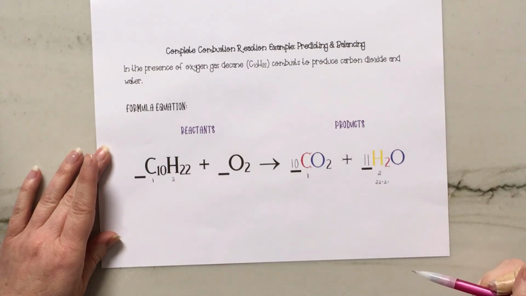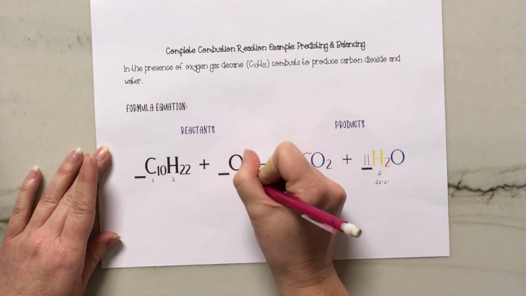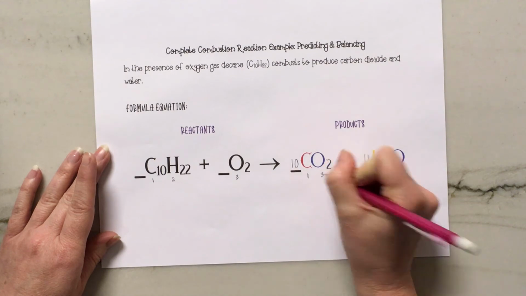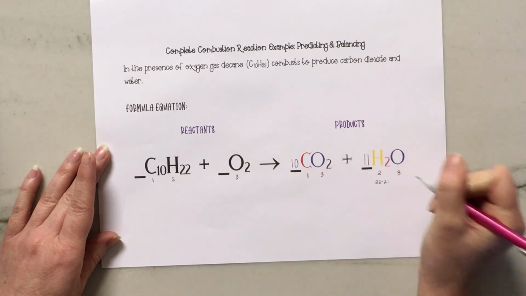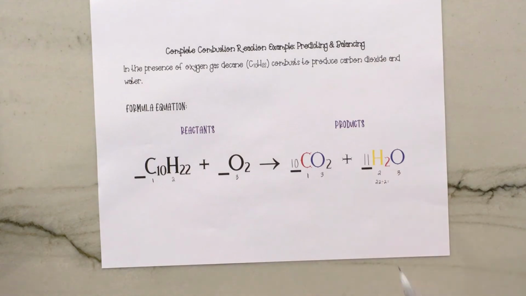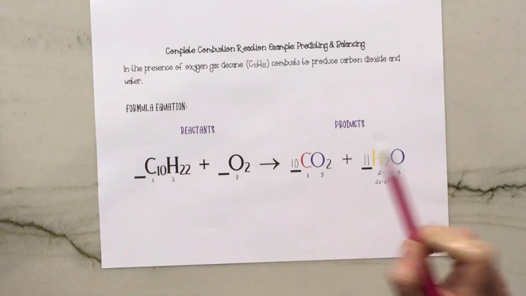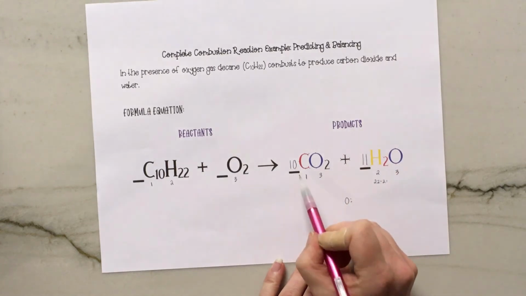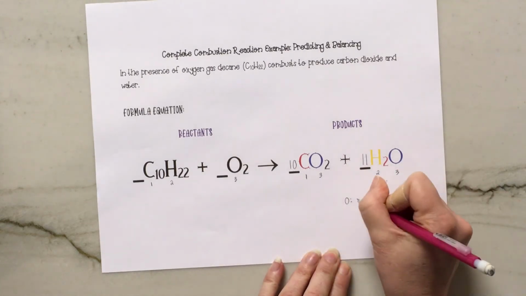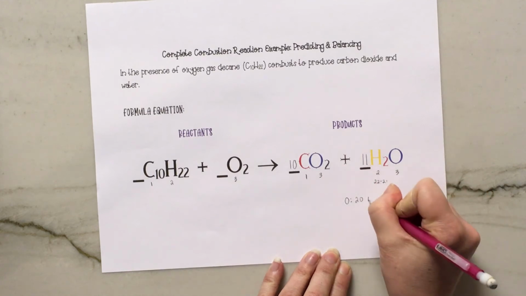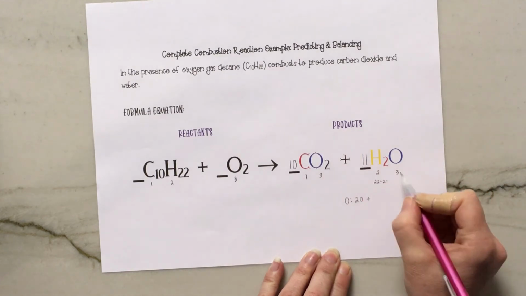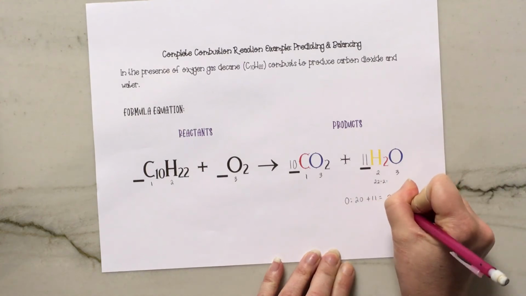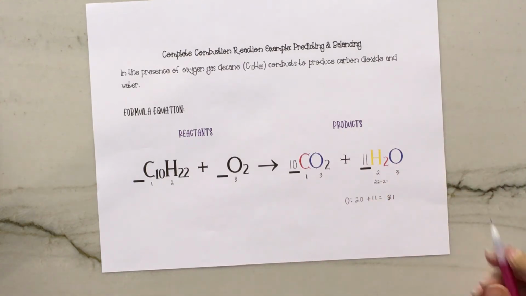Final step, we want to label our oxygens, so label them 3. Notice again, oxygens occur twice here. So for step 3, we want to count our oxygens on our product side only. So oxygen number, multiply your coefficients. 10 times 2 is 20. 11 times 1 is 11. So we have 31 oxygens.